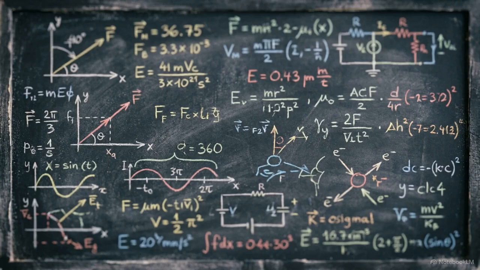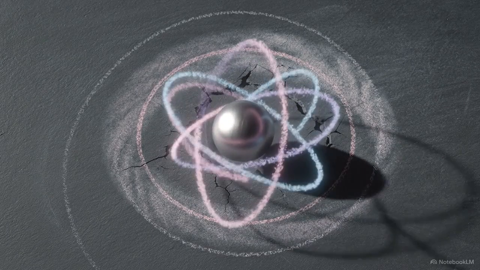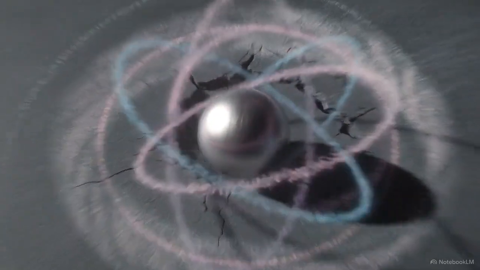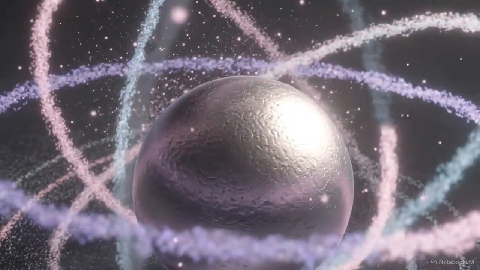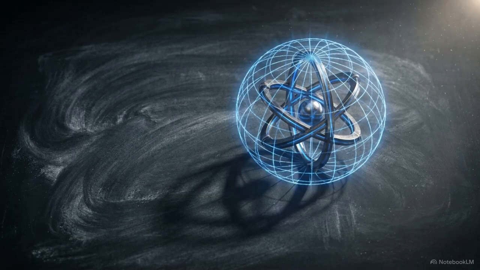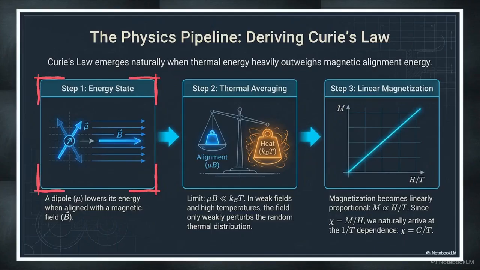But an abstract number only gets us so far. To understand what the Curie constant physically measures, we have to bridge the gap between macroscopic lab data and the quantum properties of individual atoms. To derive Curie's law mathematically from first principles, we have to start at the scale of a single atom seeking its lowest possible energy state. This first panel shows an individual magnetic dipole, labeled mu.